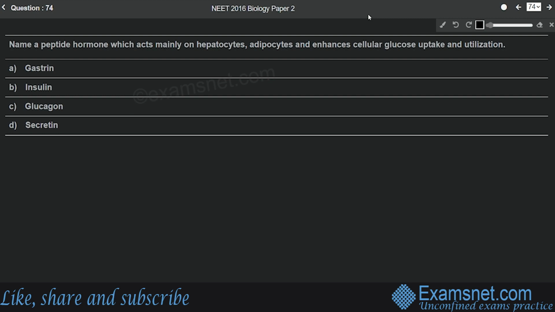Question number 74 is from the chapter Chemical Coordination and Integration, and the question is, name a peptide hormone which acts mainly on hepatocytes, adipocytes and enhances the cellular glucose uptake and utilization. Options are gastrin, insulin, glucagon and secretin. Okay, so we have to name that peptide hormone which acts on hepatocytes, that is liver cells, adipocytes, that is cells of fatty tissues, and enhances the cellular glucose uptake and utilization.